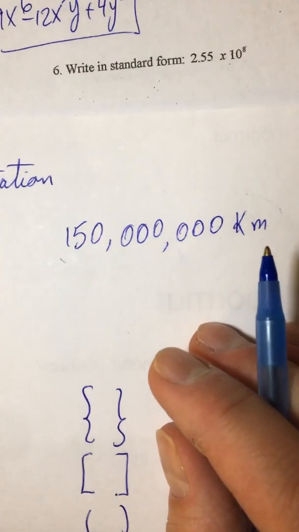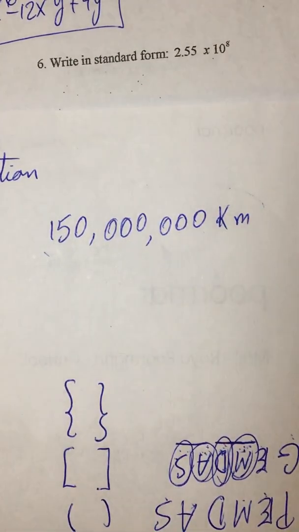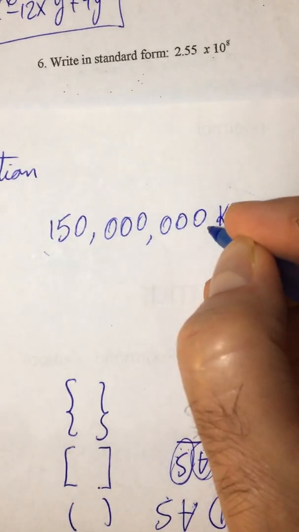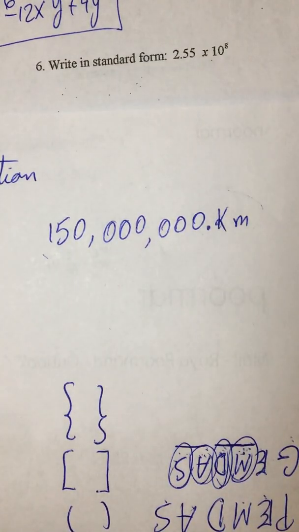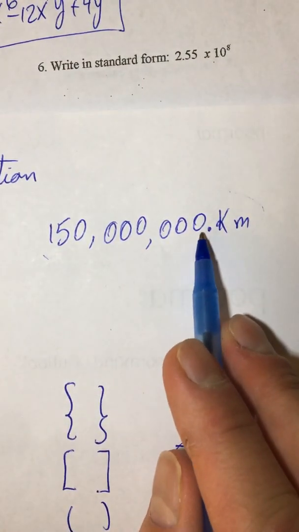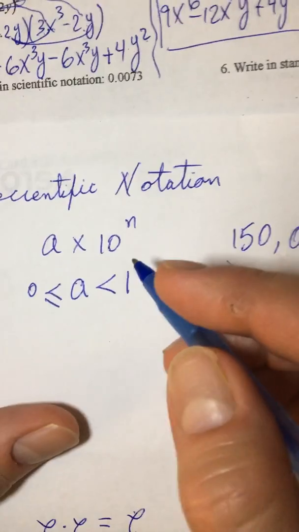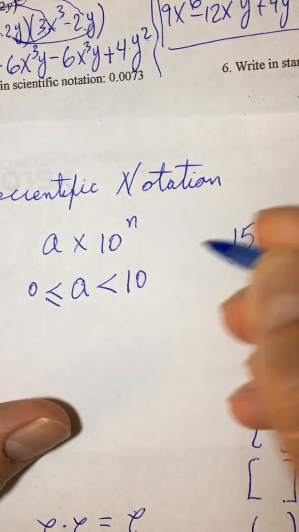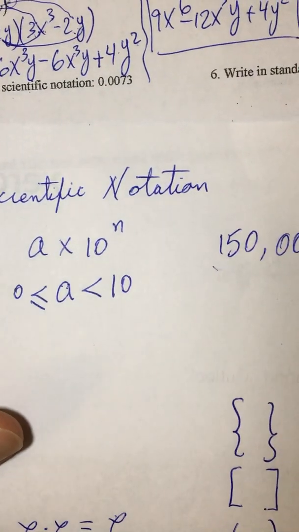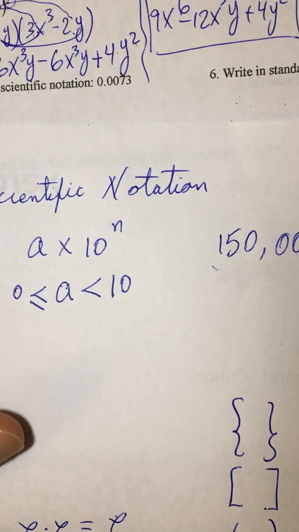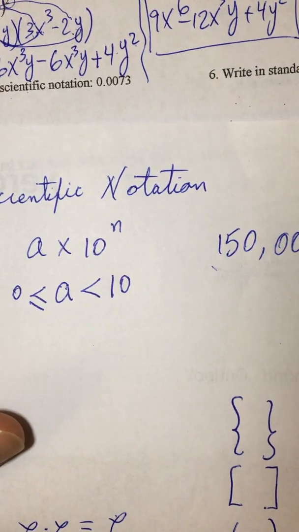How do we write it? Okay, here we go. Where is the decimal point right here? Well, if the decimal point is not shown, it's automatically at the end, right? What's the number to the left of the decimal point? Well, it's 150 million. Okay, I'm sorry, I wrote something wrong here. This should be a 10. Okay, so that's 150 million, right?